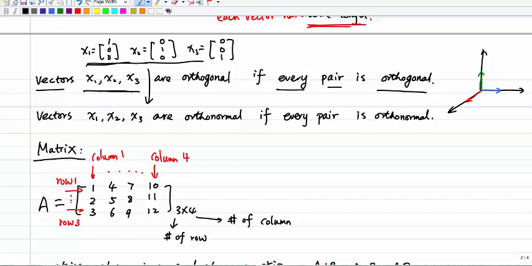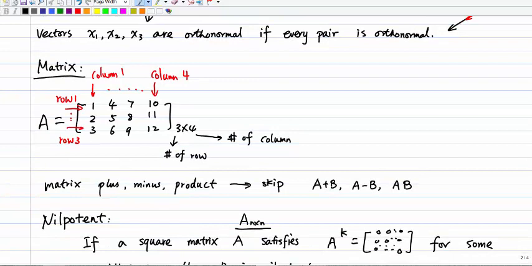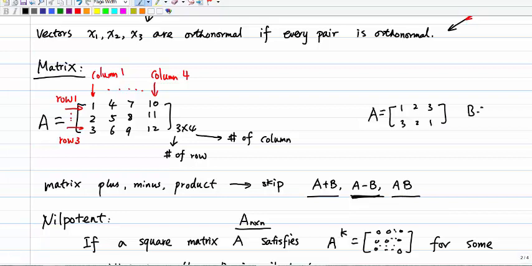Okay. So the matrix plus, minus, and product. I won't talk about the first two: matrix plus is entry-wise plus, and matrix minus is entry-wise minus. The product is a little bit more complicated, so let's give a little example of that one. Let's say A is 1, 2, 3 and 3, 2, 1, and B is 1, 1, 1 and 2, 2, 2. Okay, let's make it simple.